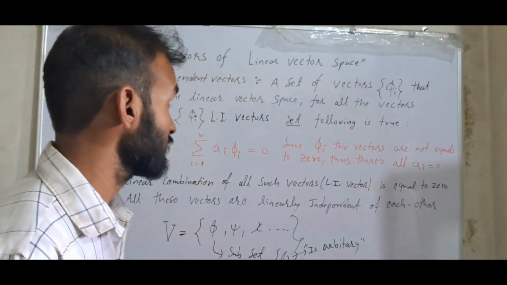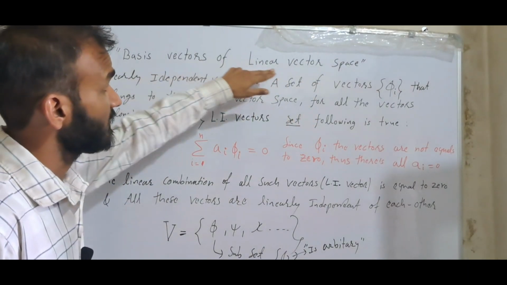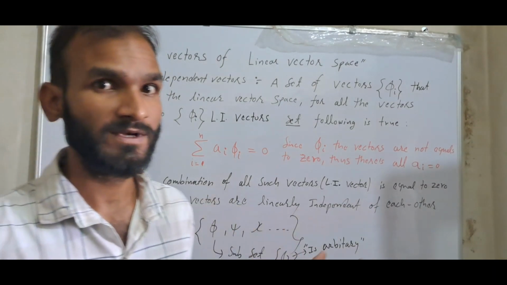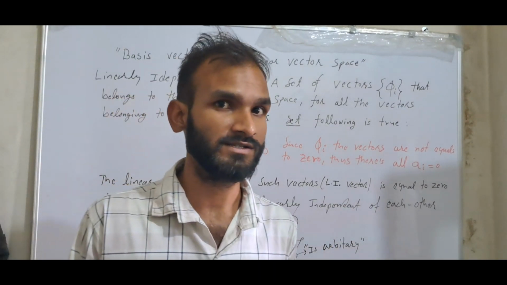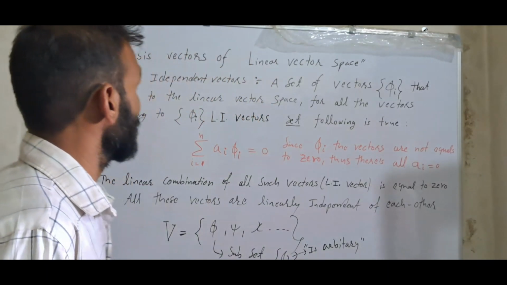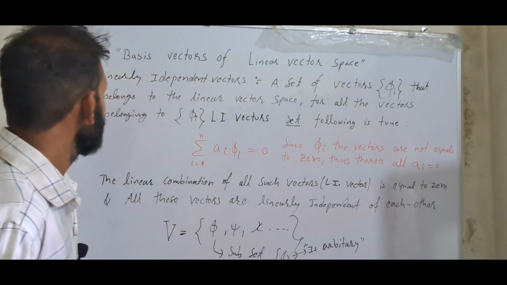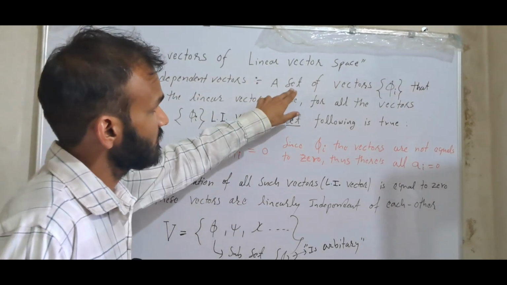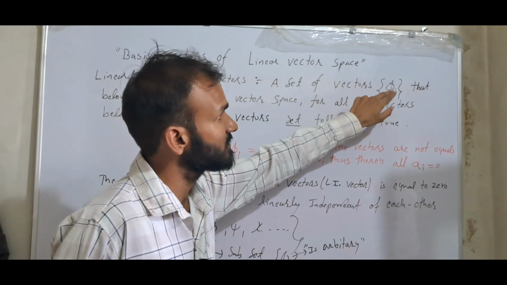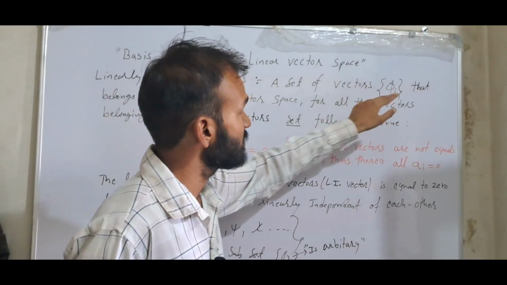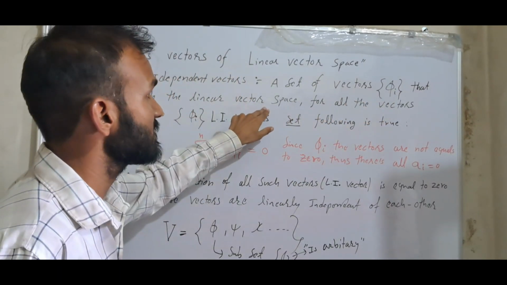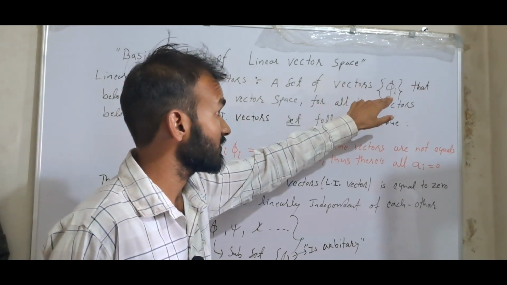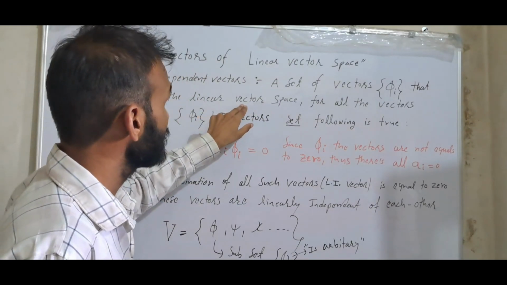In this lecture we are going to talk about the basis vectors of linear vector space. Again, it's obviously not about the Hilbert space, but it is kind of about the Hilbert space as well. So there is a definition written on the board: linearly independent vectors, a set of vectors, which means that this set of vectors phi I belongs to the linear vector space. All the vectors belonging to this set also belong to the linear vector space.